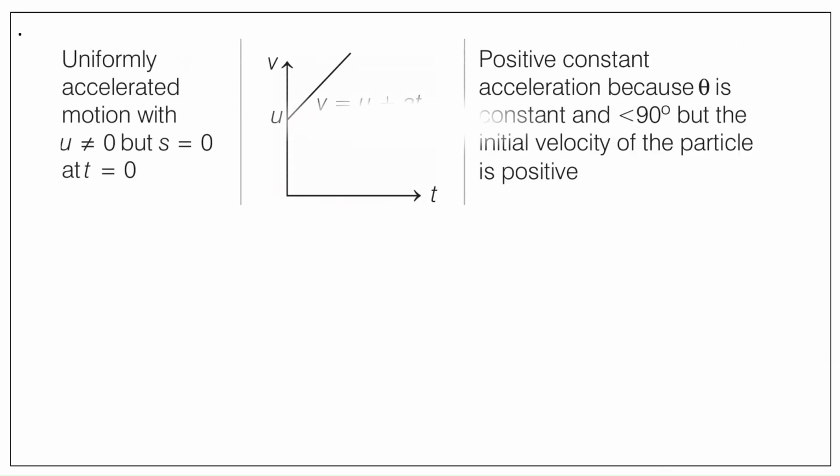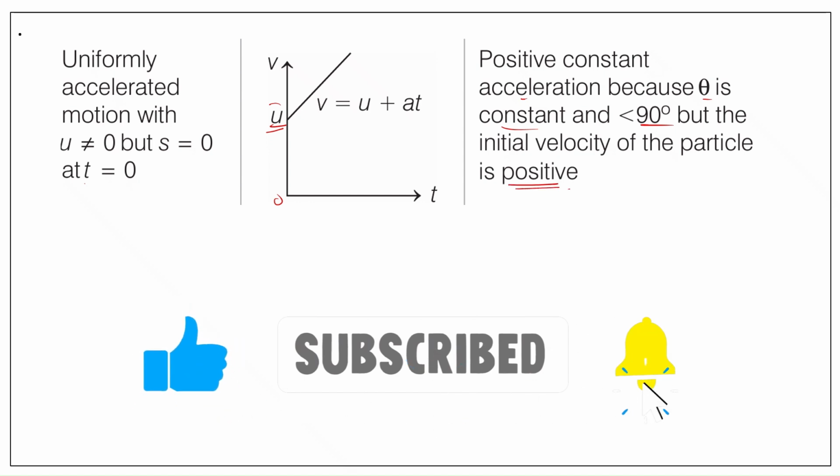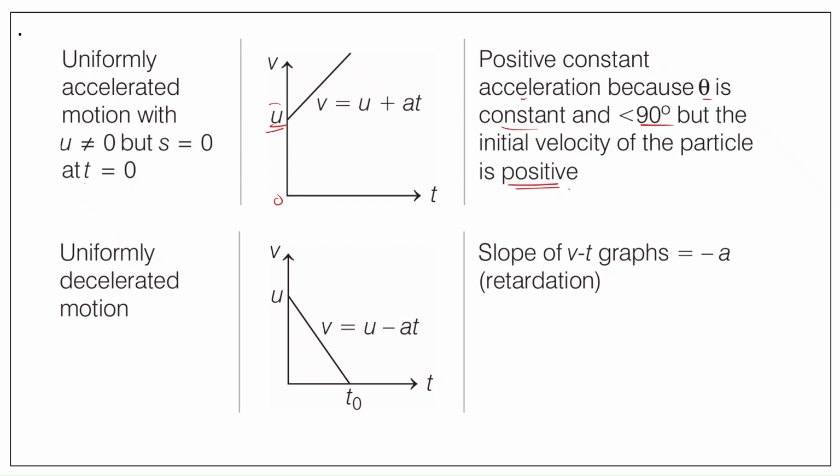Uniformly accelerated motion with u not equal to 0, but s is equal to 0 at t is equal to 0. In this case, the object has some initial velocity, then the vt graph is a straight line starting from u. Here, positive constant acceleration because theta is constant and theta is less than 90 degrees, but the initial velocity of the particle is positive.